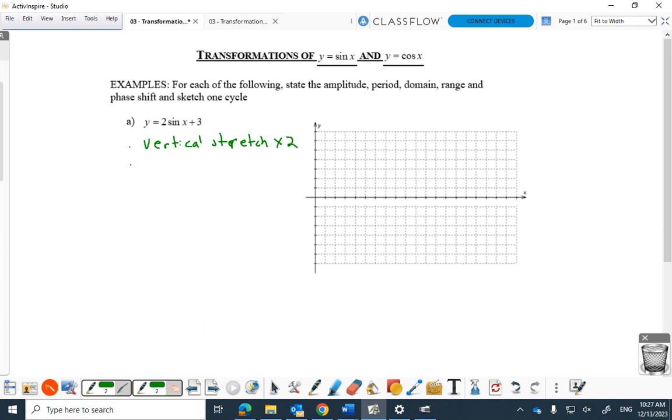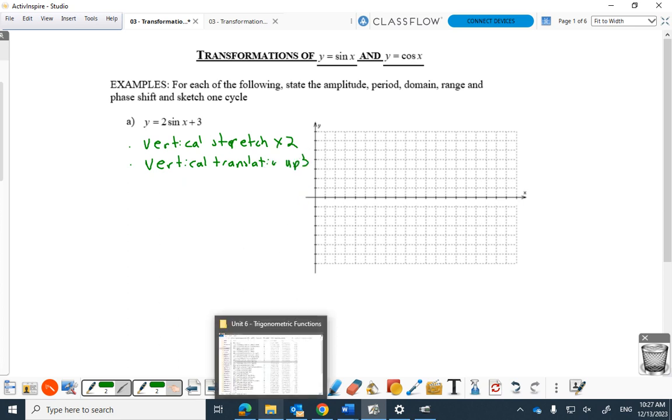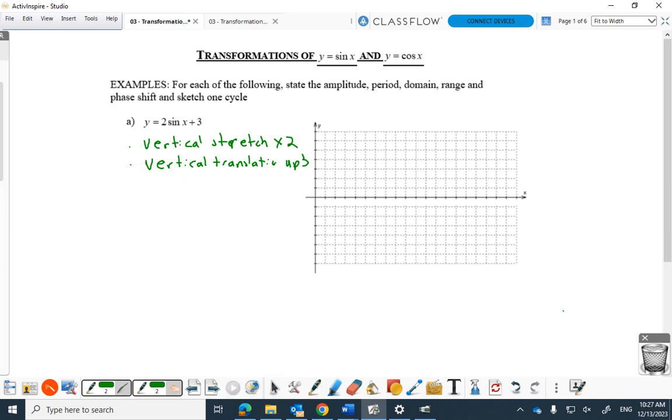which if you did the investigation, you say, like, I already know what to do. I know exactly what to do. And then vertical translation up 3. Now, if you're looking at that up 3 and going, how am I supposed to know the difference between vertical and horizontal here? I'm a little messed up by sine and cosine. That's fine. As the lesson goes on, you'll see how that plays out. So don't worry too much about that.